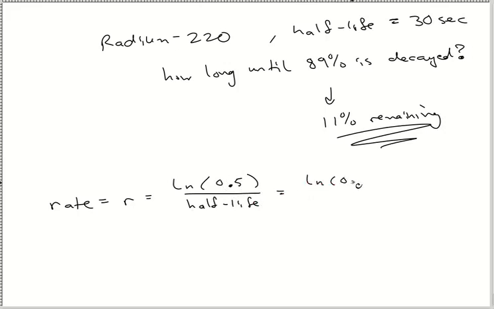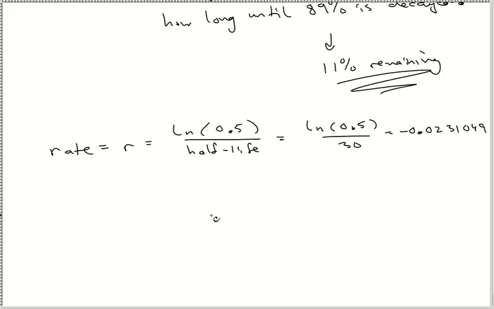So ln 0.5 divided by the 30, just plug it straight in, and I got a negative 0.0231 04906. I just ran out of room, but this is good enough. That's not your answer by any means. They're wanting a time, so we're going to do the time here in a second, but we're going to need that in order to get that time.